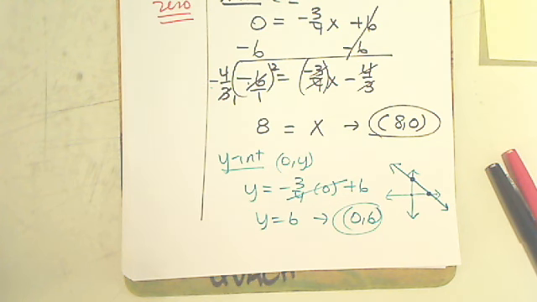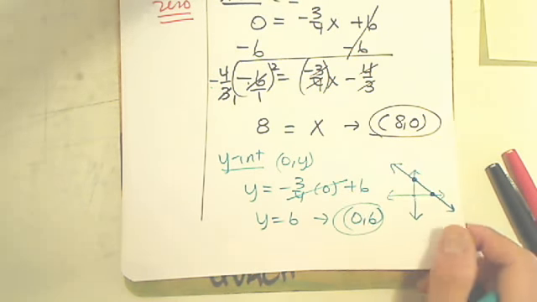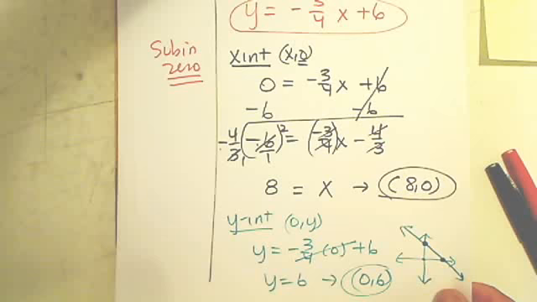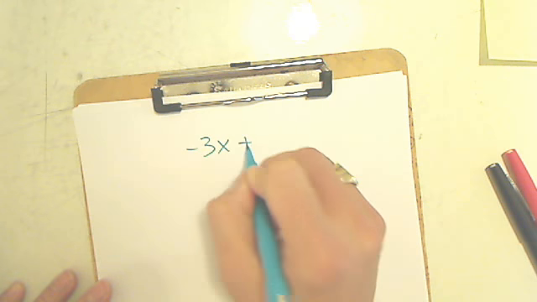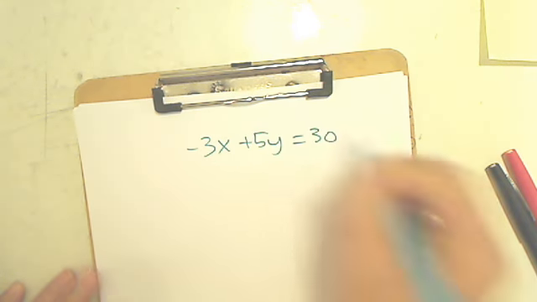Questions? Our answer is these 2 points. And one more and we're done. The bell's going to ring. Any questions on the cover-up? We'll spend tomorrow graphing, okay? So don't stress out yet. Last one, we're done. Negative 3x plus 5y equals 30.